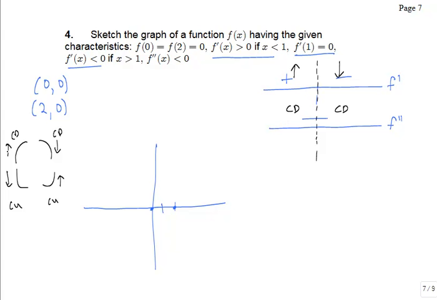That's this upper left corner. So I want to have that shape until I hit 1. And then after 1, I want to be concave down, but decreasing. So I have to fall like that.